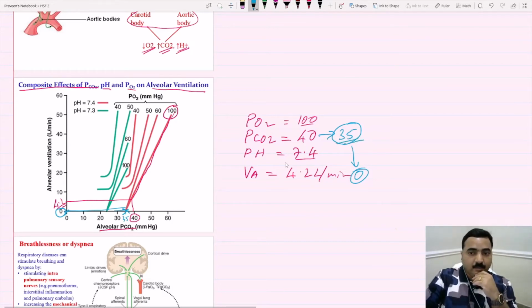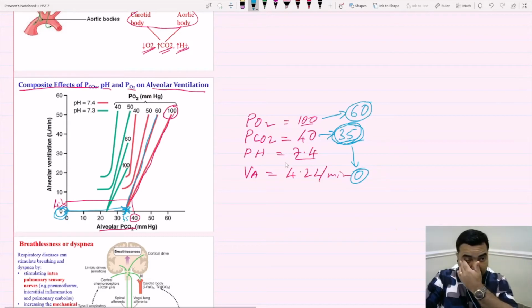Not only that, you keep the PCO2 at 35 and drop the PO2 down to around 60. Even at 60 on this line, how much is the alveolar ventilation? It's 0. So even falling to around 60, the ventilation is not happening. That means the peripheral chemoreceptors will be stimulated when the PO2 falls below 60. When it falls below the 60 value, the peripheral chemoreceptors will start to stimulate.